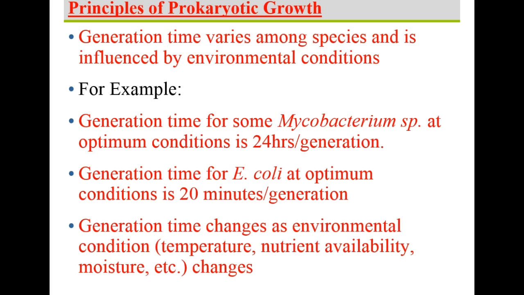Generation time changes as environmental conditions change. If we want to slow down E. coli's growth, we could change the temperature at which we're growing it. Or, if we want to increase its growth rate, we may want to increase the temperature and nutrients.